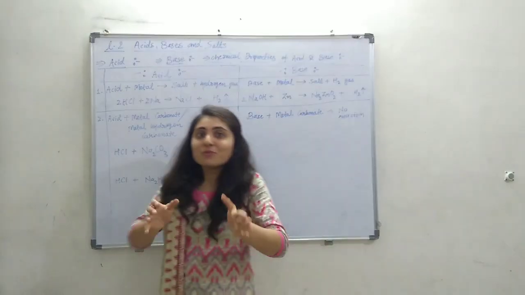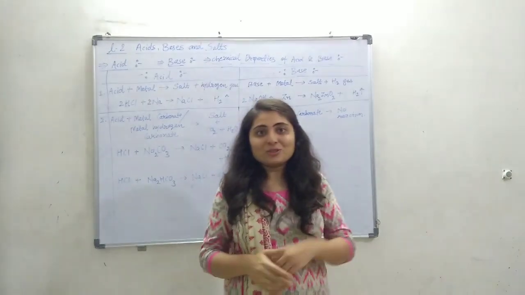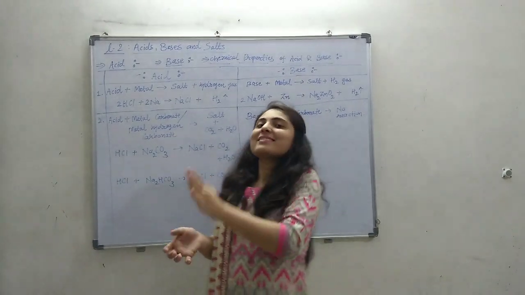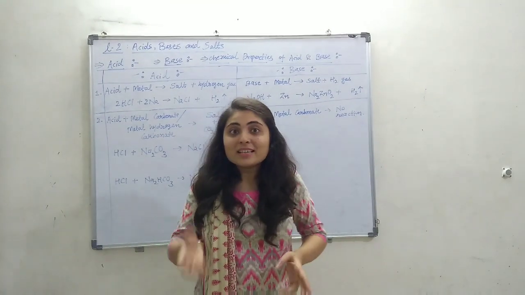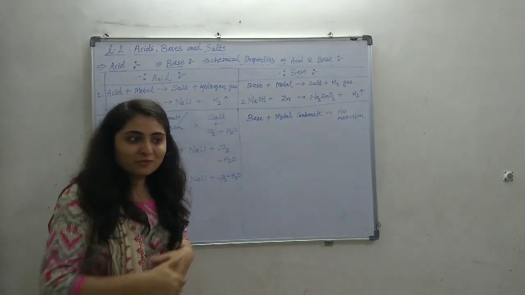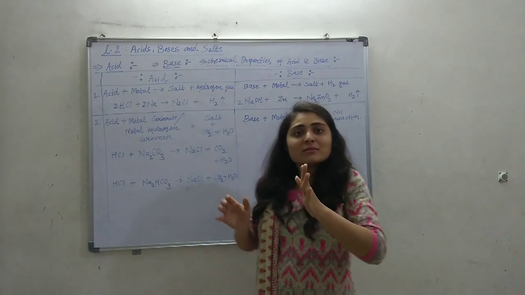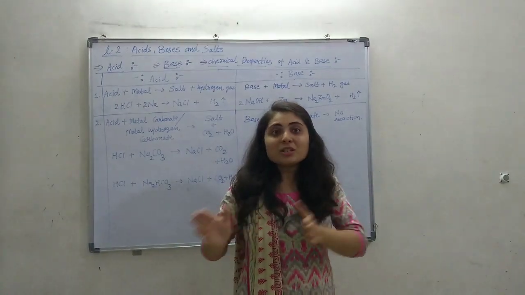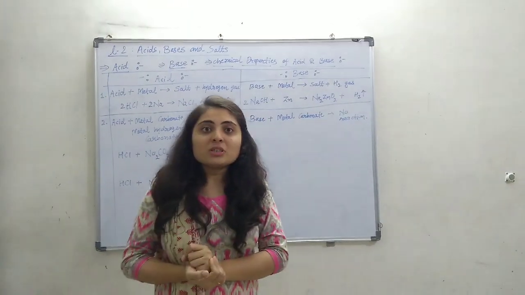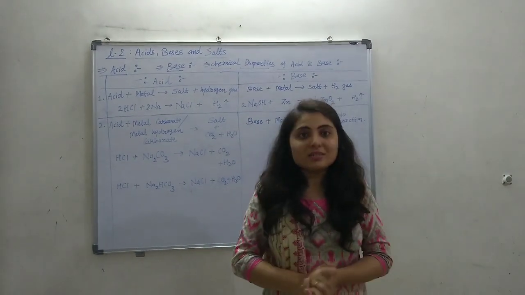In this chapter we will learn about what makes acid the acid. What is there inside the acid that makes it acid, and what is inside the base which makes it base. We'll learn it in further lectures. So here, first of all, we are going to learn about the chemical properties of acid and base. By chemical properties, we mean how acid and base react with other elements.